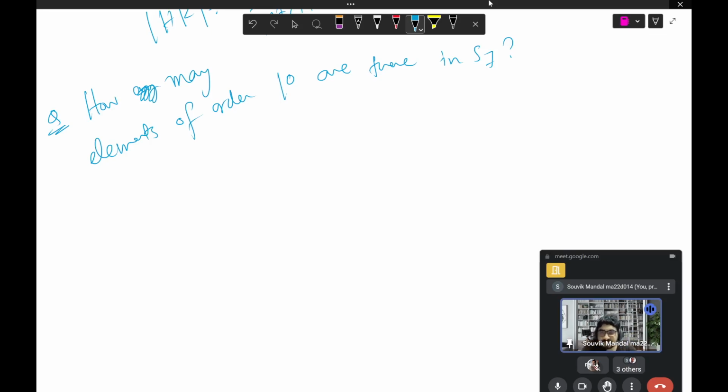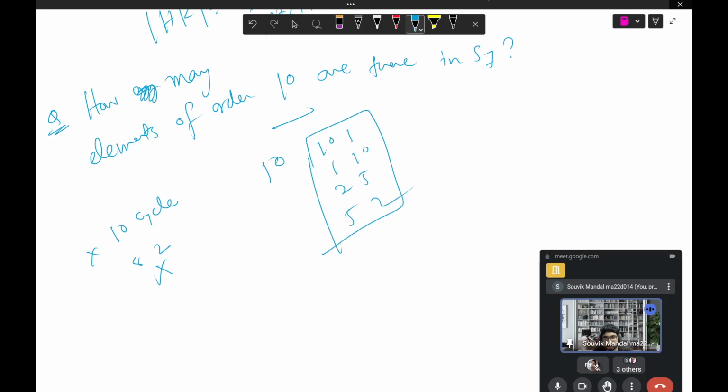First, 10. So there is no 10 cycle, firstly. And 8 2 cannot be possible also because there are only 7 elements. So the only possibility is factors 2 and 5, 5 and 2. Only this way we can get 10, right?